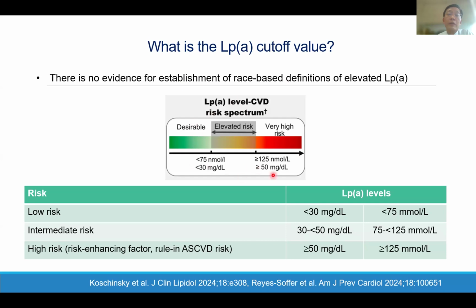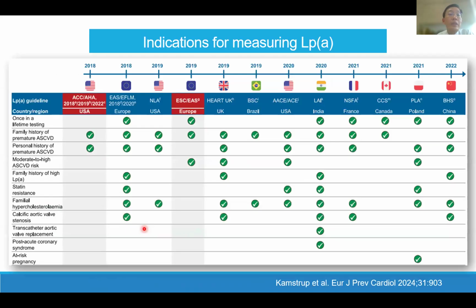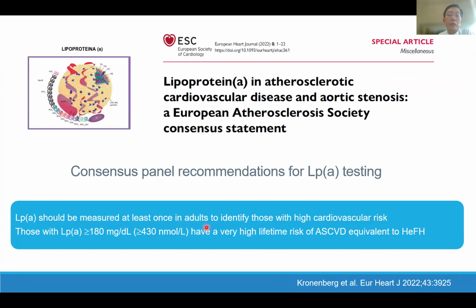These are the levels that we use, mainly from the EAS guidelines: less than 30 milligram per deciliter indicates low risk, more than 50 milligram per deciliter indicates high risk, and something in between indicates intermediate risk. These are the guidelines from various societies indicating when to measure Lp(a). I will not talk about all of this, but just to point out that the EAS or ESC guidelines recommend that all people should have an Lp(a) level measured at least once in a lifetime, to identify those who have high cardiovascular risk.